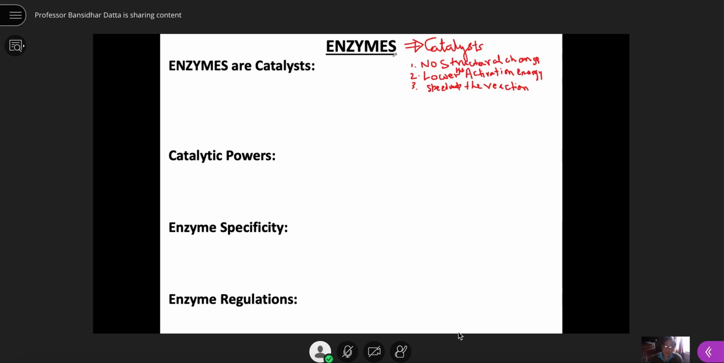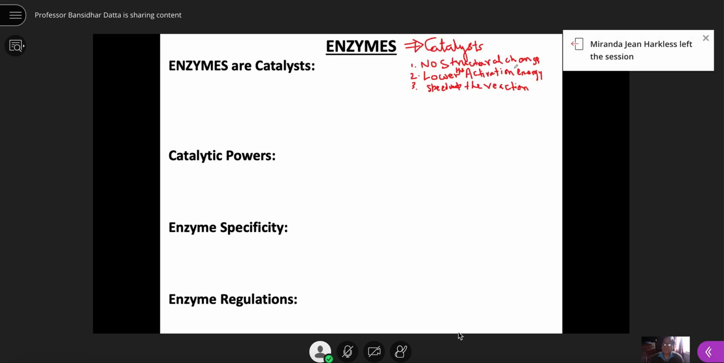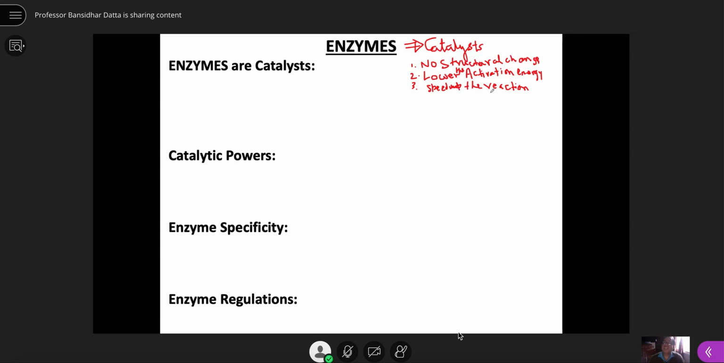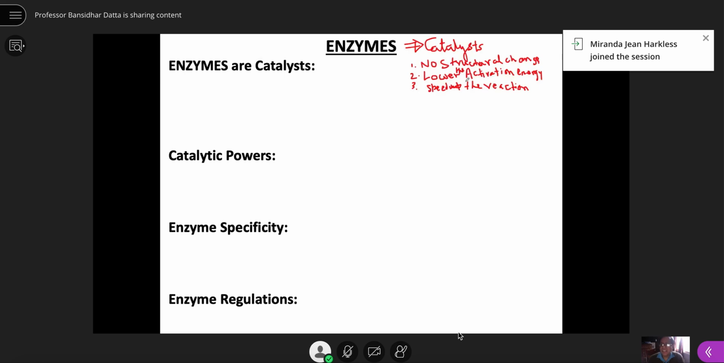So enzymes are catalysts. They bind to the substrate to convert it into product. And during that, there is no structural change before the reaction and after the reaction. They remain as they are. They lower the activation energy to speed up the reaction. Activation energy is the energy required to start the chemical reactions. All chemical reactions need activation energy, either low or high, depending on the reaction, but they need some.